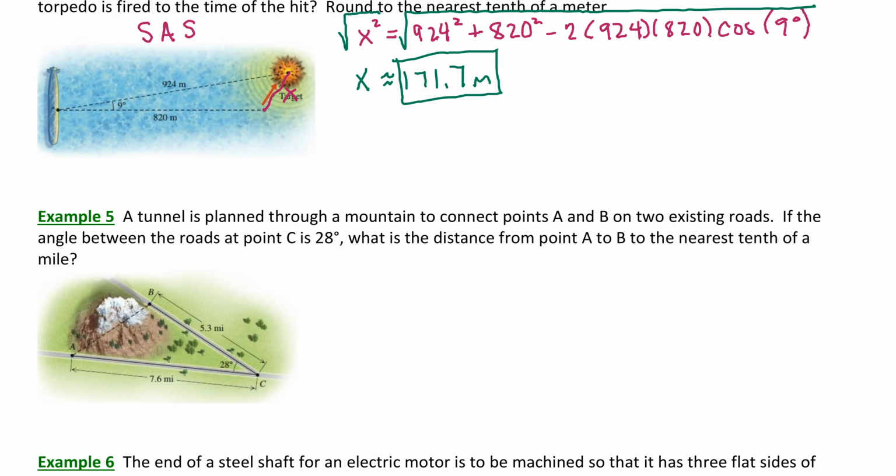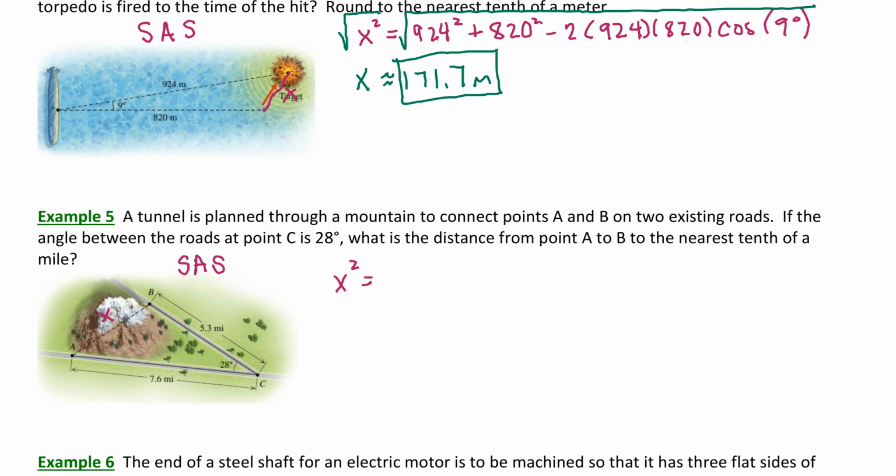Once again, do notice from the diagram that we know 2 sides and the included angle, so this is the side-angle-side case of solving a triangle. To find the distance between point A and B, labeled x, we can easily apply the law of cosines.